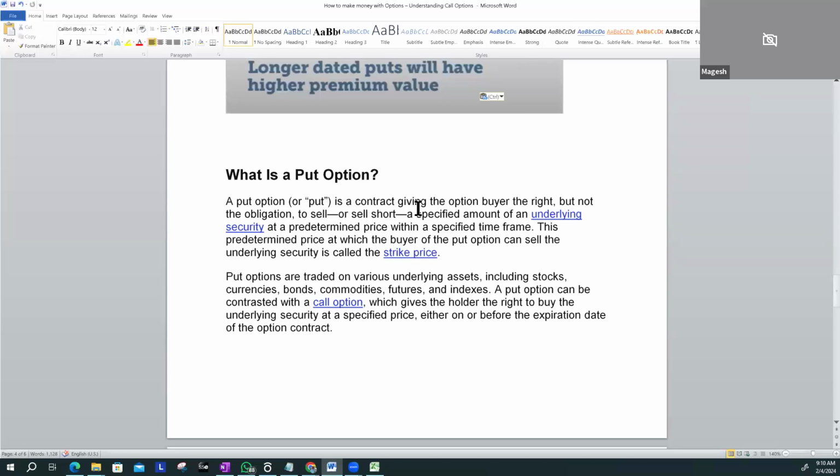A put option is a contract giving the buyer the right, but not the obligation, to sell or sell short a specified amount of an underlying security at a predetermined price within a specified time frame. Maybe too many words here.